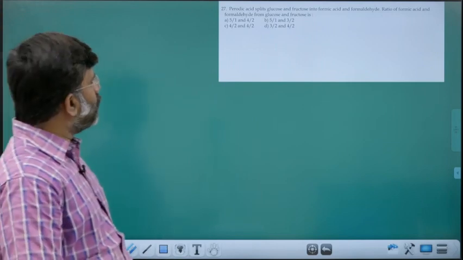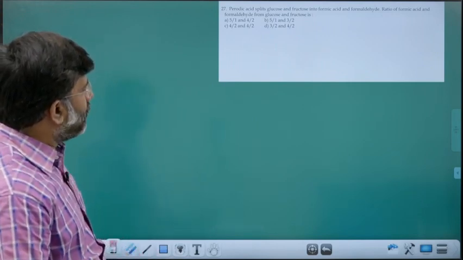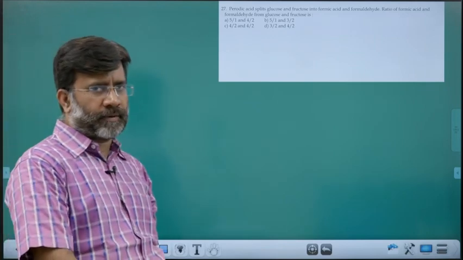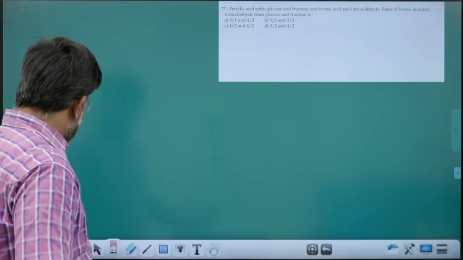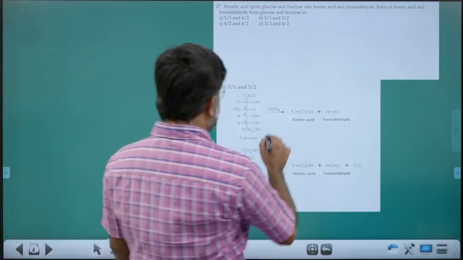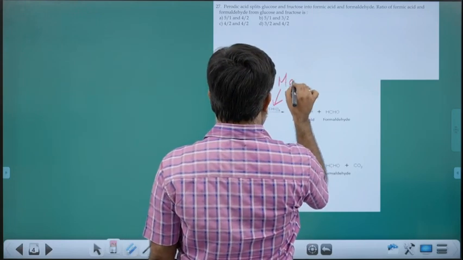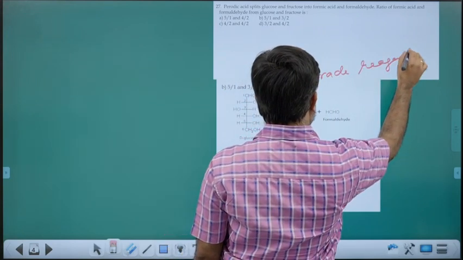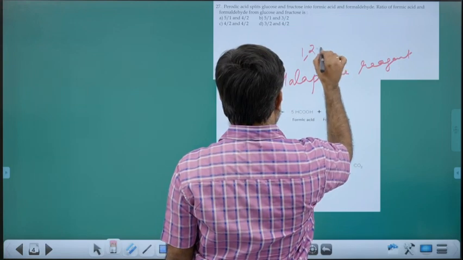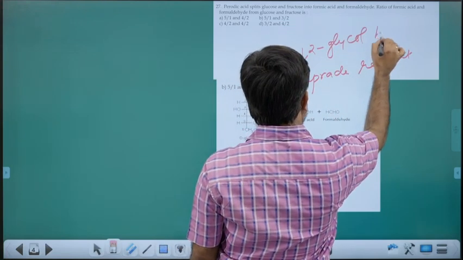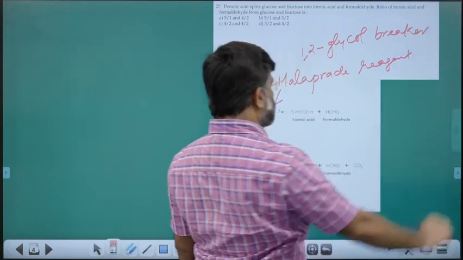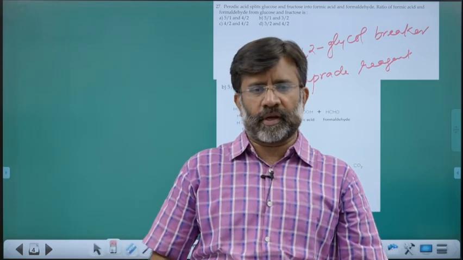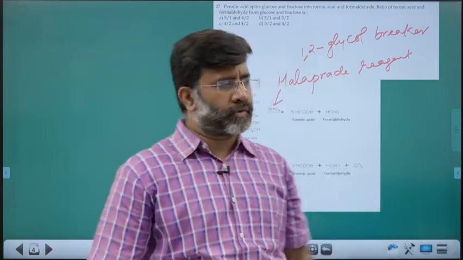Periodic acid splits glucose and fructose into formic acid and formaldehyde. The ratio of formic acid and formaldehyde from glucose and fructose is the question. Periodic acid means HIO4, known as Malaprade reagent. It is basically a 1,2-glycol breaker giving simultaneous oxidation. Not necessarily glycol, aldehyde and keto groups also present at the 1,2 position will break and give you oxidation products.